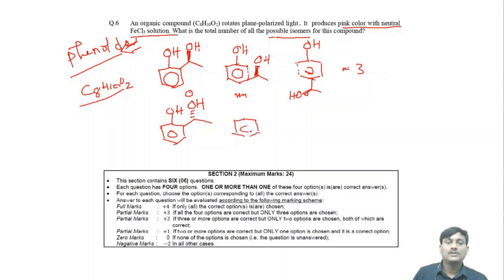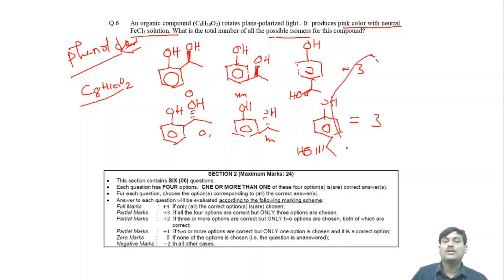What are the other two? And these are the other 2. Ortho, meta, and also para. And this is a para. So for this 3, so total how many are possible? The total possible isomers are 6.